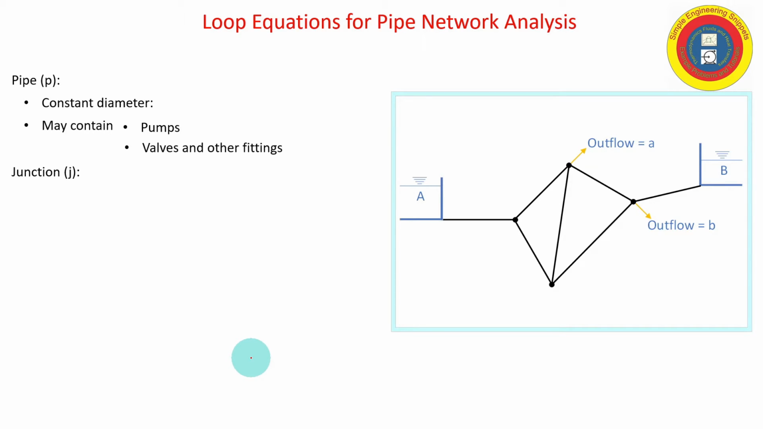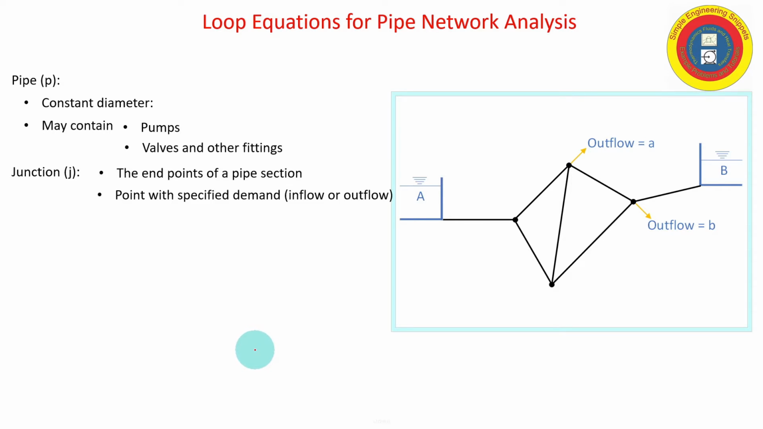Now, what do we mean by a junction? Well, a junction is the endpoints of a pipe section, and it could also be a point where we have a specified flow demand. Flow demand could be an inflow or an outflow. So, for example, if I have a straight run of pipe of constant diameter, that could be considered a single pipe, but if I have a demand placed at some point in that pipe, then now this is 2 separate pipes, because any point of inflow or outflow has to be a junction, and a junction is the endpoint of a pipe.